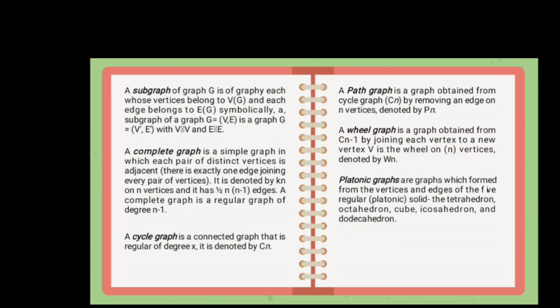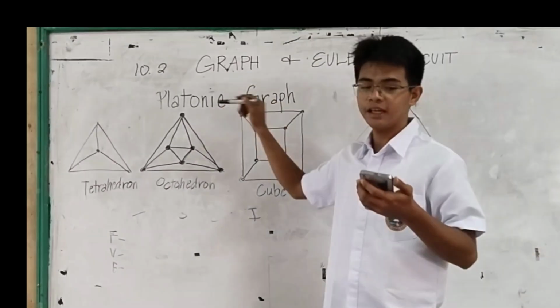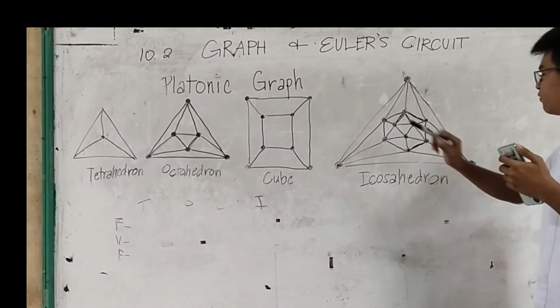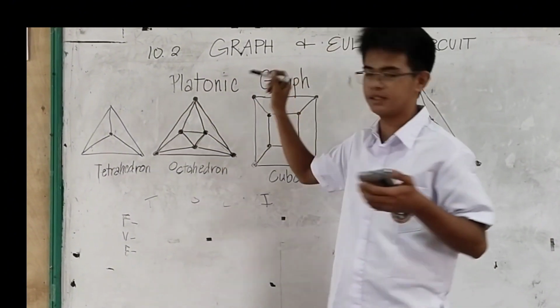Platonic graphs. Platonic graphs are graphs which form from the vertices and edges of the five regular Platonic solids: the tetrahedron, octahedron, cube, icosahedron, and the dodecahedron. So, these are the Platonic graphs. First is the tetrahedron, second is the octahedron, third is the cube, and fourth is the icosahedron, and so on.